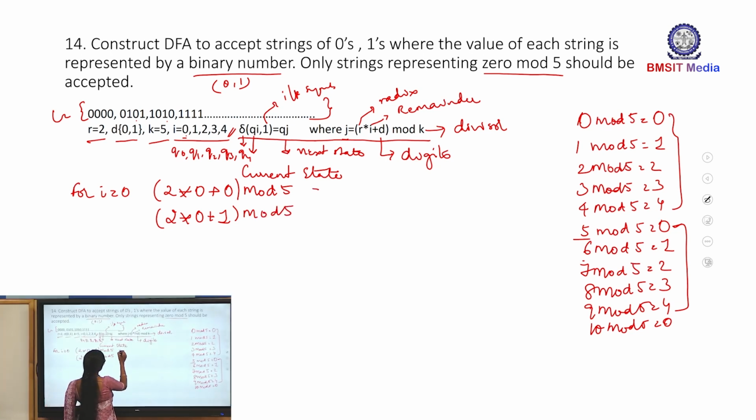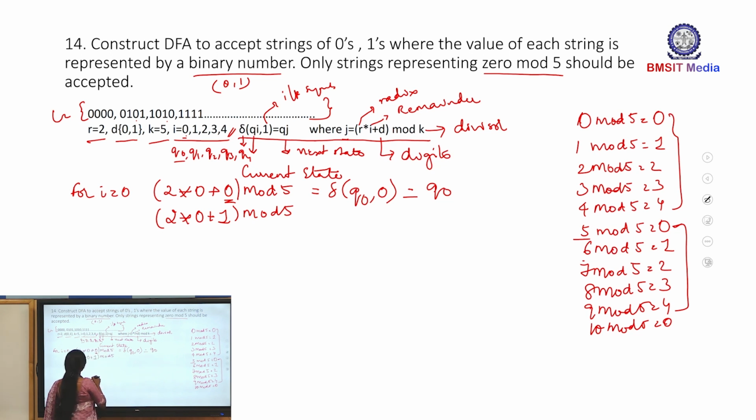So what was this equal to? This is the same thing as writing delta of, since I am starting with i equal to 0, this gives the first state, which is Q0. So my start state is Q0, comma, and then the input symbol that we are accepting is 0. This is equal to, the current state is 0. On accepting a 0, what I do is find out the value here. This is the same thing as 0 mod 5, and 0 mod 5 is 0, so it stays in the state Q0.